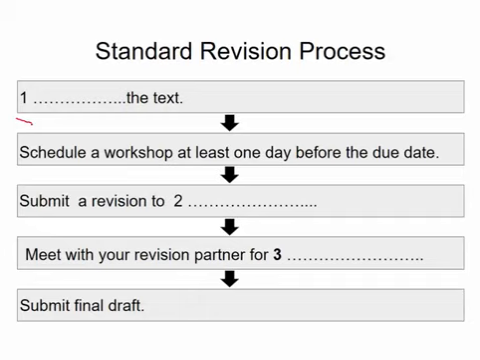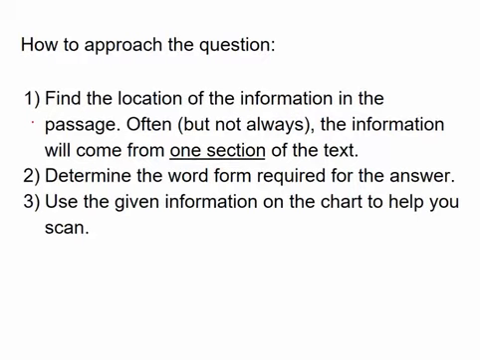Okay, and then number 3, meet with your revision partner for what? Is it an activity? Is it a meeting? You're going to meet someone to do something, or for some type of process that you're doing with your revision. It could be a time period. Meet with your revision partner for 1 hour, right? There are a number of things that could go there, but thinking through each of these questions in this way can give you some good clues. Number 3 then, use the given information on the chart to help you scan, right?